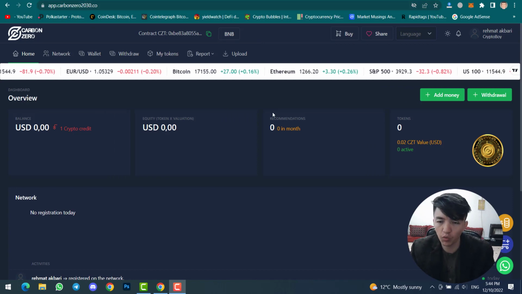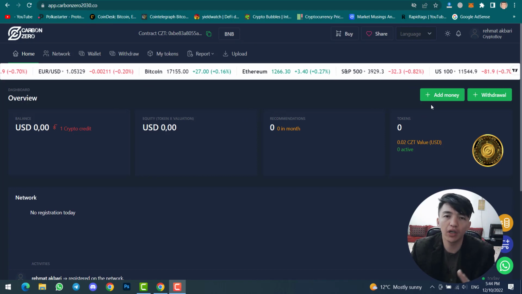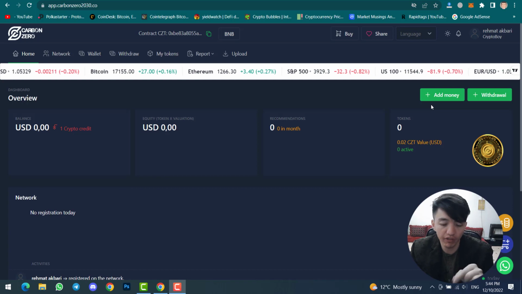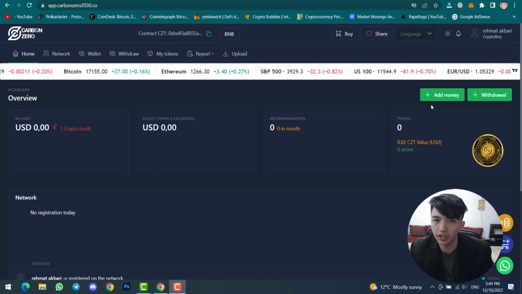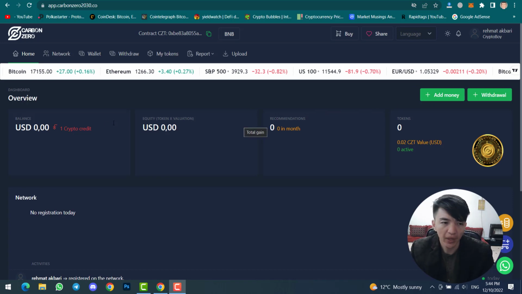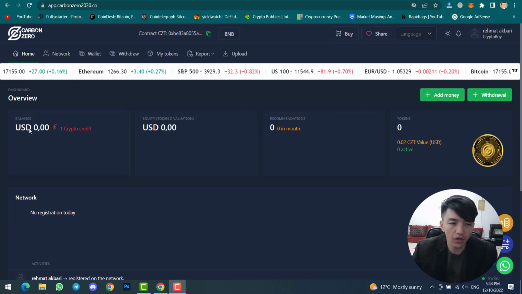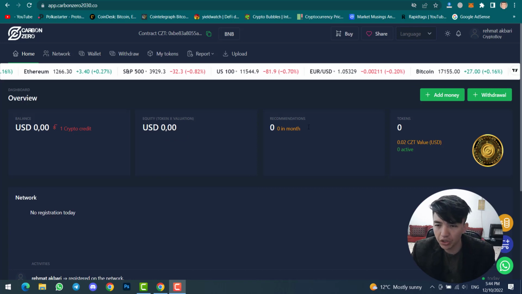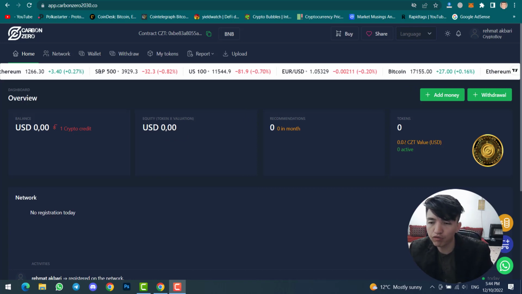app.carbon02030.co. This is the website you can see. First of all, create an account. Creating an account is very easy. If you face any problem, tell me in the comment section. Once you create an account, you can see this is your home page. In here, you can see your balance and then equity recommendation. This is the tokens. For now, the price of CZT value is 0.02 cent.